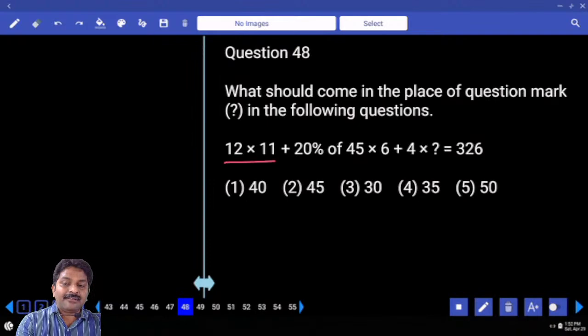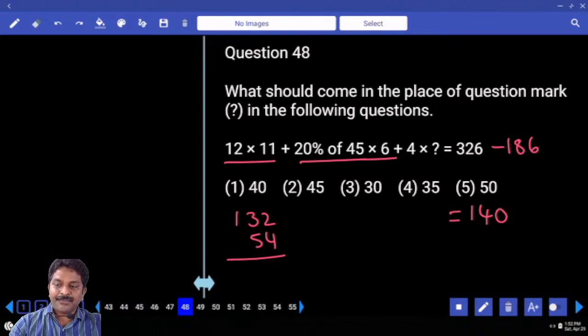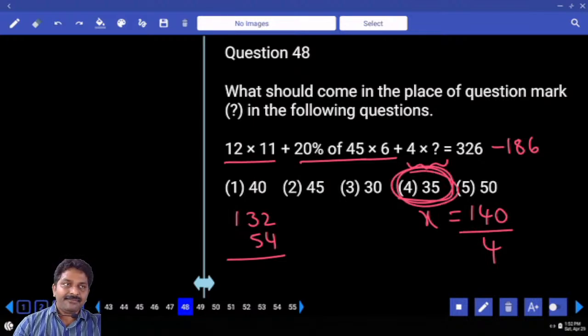Hmm. 12 into 11. 132. 20% of 45. 9 into 6. 54. What is sum of these two numbers together? 186 goes to the other side, becomes minus 186, which is equal to 140. 4x is equal to 140. Then x is equal to divided by 4. 35.